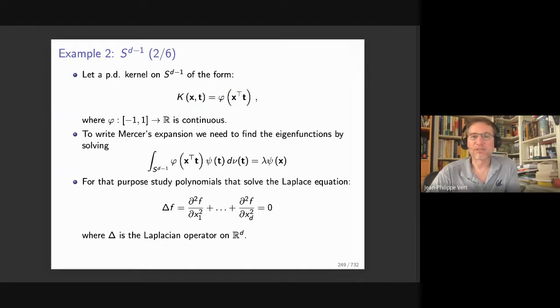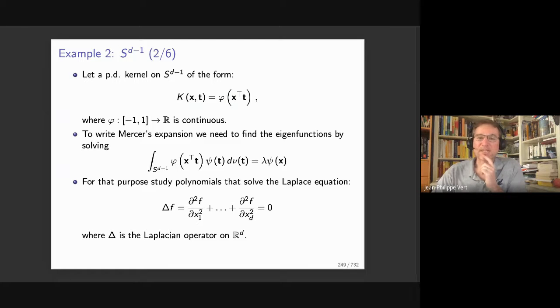And for that, we will again try to solve the equation that defines the eigenvalues, LK of psi. So in this case, it would be the integral over the sphere of the kernel K of x, t times psi of t d nu of t. This should be equal to lambda times psi of x.